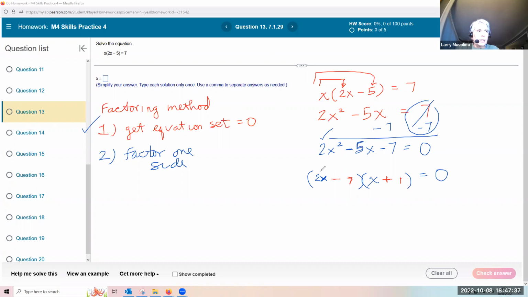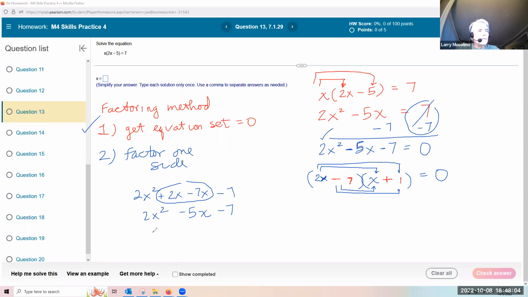Let's double check it. 2x times x, that's 2x squared. 2x times 1 is a 2x. This negative 7 multiplies x, so that's negative 7x. And this negative 7 multiplies 1, that's a minus 7. Let me see what happens in the middle. I have a plus 2x and a minus 7x. Yep, that is minus 5x. So that tells me that we did the factoring correctly.